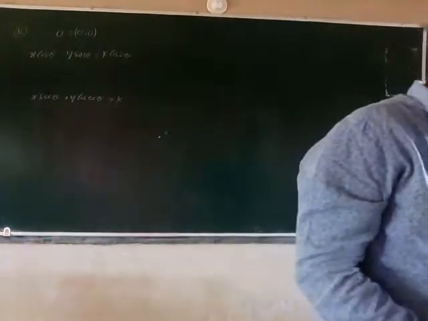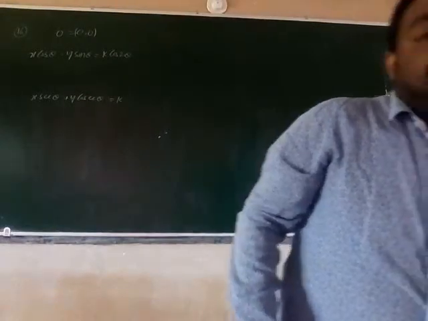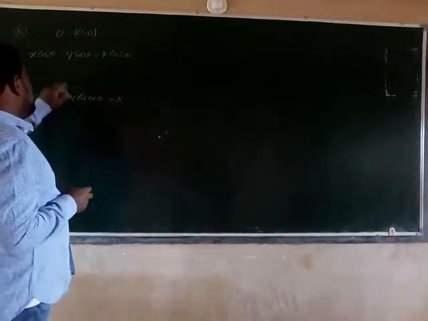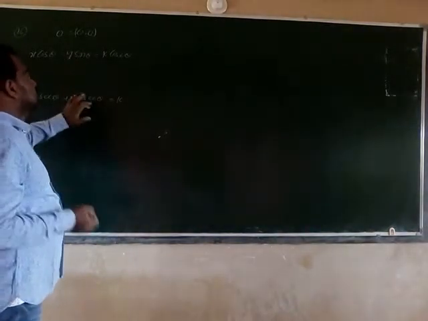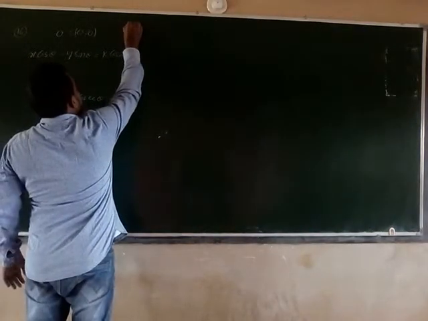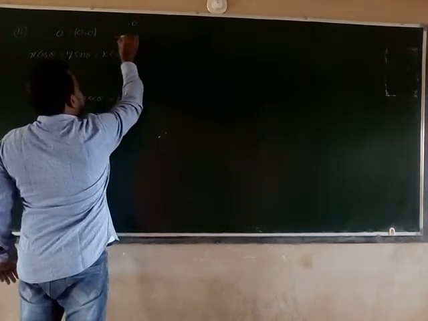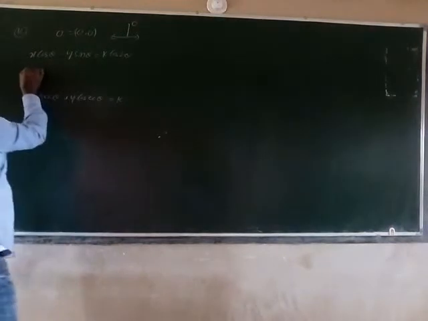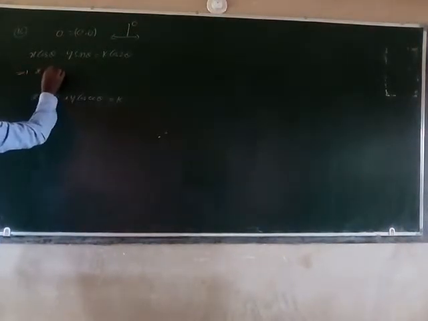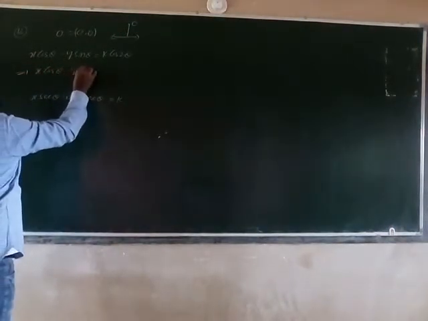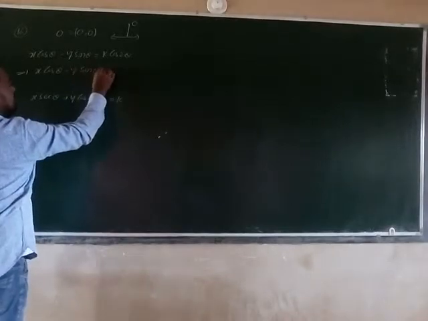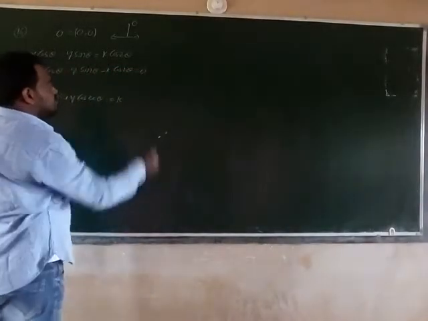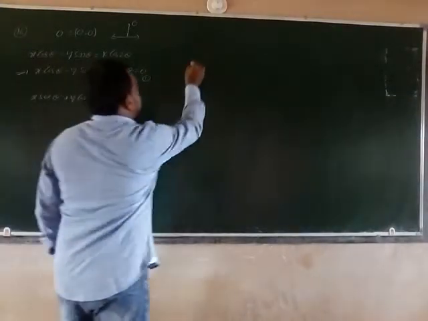See what they have given? Simple concept. P and Q are perpendicular distances from these two lines to the origin. The first equation is x cos theta minus y sin theta minus k cos 2 theta equal to 0. Take this as equation number 1.